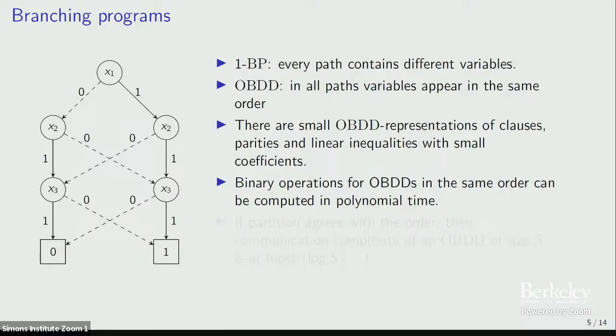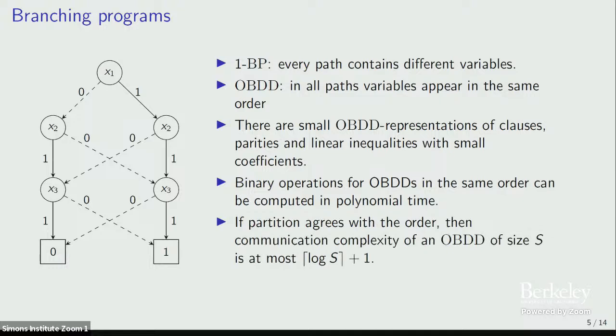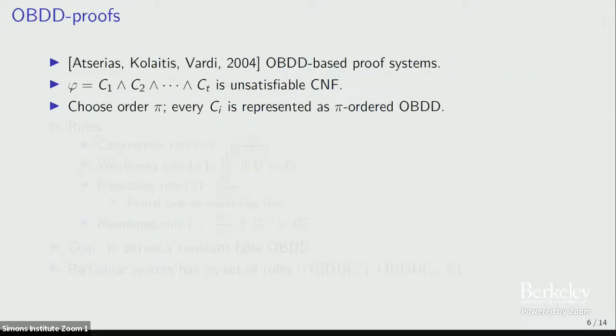These properties are used for upper bounds. For lower bounds, the necessary property of OBDDs for us is that if we partition the variables into two parts that agree with the order, then the communication complexity of computing the OBDD is logarithmic in its size, because first the first participant goes from the source by his variables, and after that he just sends the number of the vertex, and the second participant computes the result.